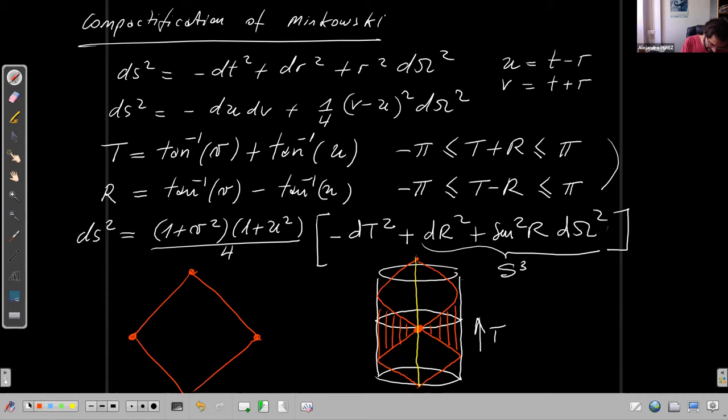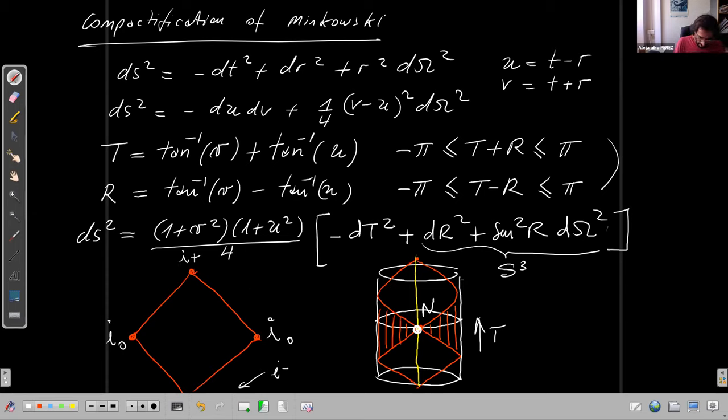The point down there is called I minus. This point here is called I naught, and it is the analog of the North Pole in the previous Euclidean example. This is called I plus, and I minus is down there.